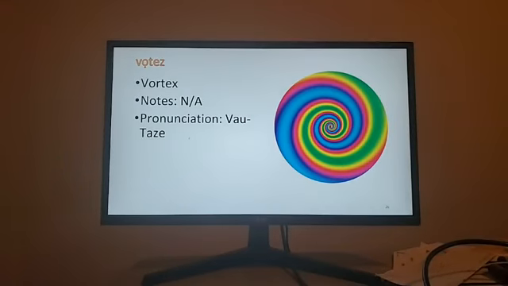Okay, vortex. Again, you got the special character, O diacritic, which means all, like auto, and E, which makes an A sound. So it's Vau-Taze for vortex. Again, Vau-Taze, vortex.